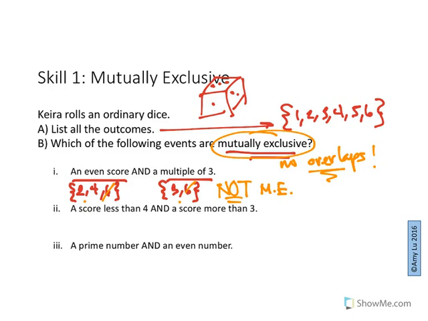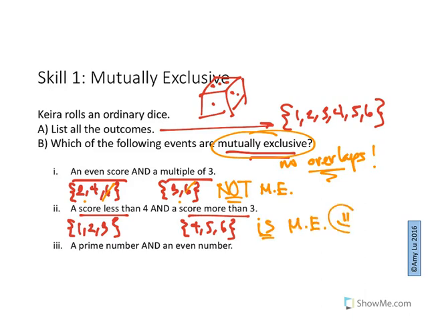Now let's look at the next situation. A score less than 4 and a score more than 3. So the outcomes of the score less than 4 is 1, 2, 3. A score more than 3 is going to be 4, 5, and 6. So now, are there any overlaps? No, there isn't. So this is mutually exclusive. Happy face. So why don't you go ahead and pause and try to do the last one on your own.